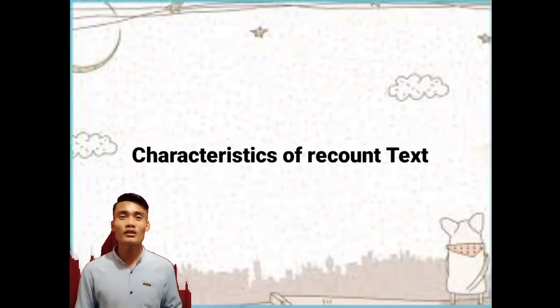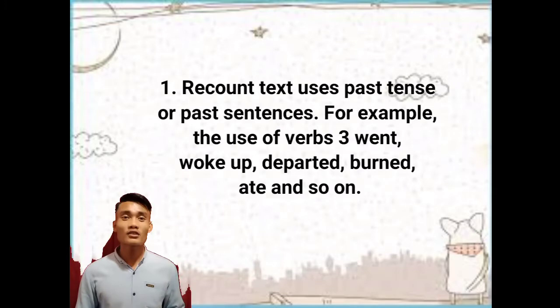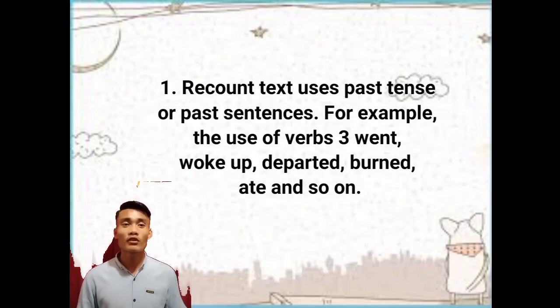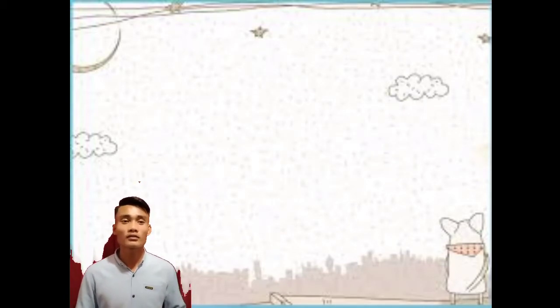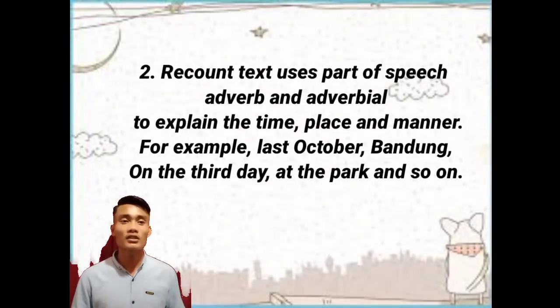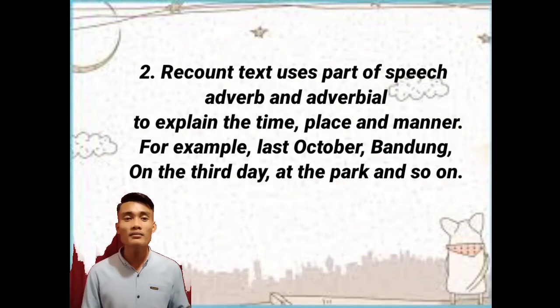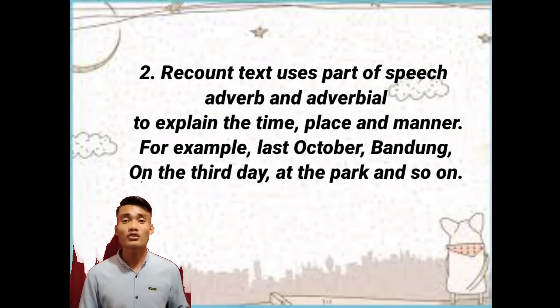Now we continue talking about the characteristics of recount text. The first characteristic of recount text is that it uses past tense or past sentences. For example, the use of verb 3, went, woke up, departed, met, ate, and so on. The second characteristic is that recount text uses adverbs and adverbials to explain the time, place, and manner. For example, October, Bandung, on the third day, at the park, and so on.